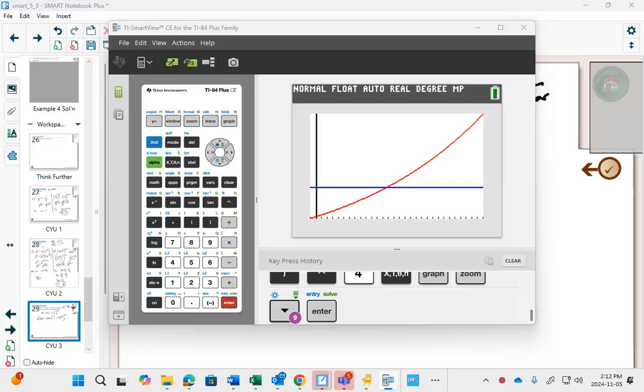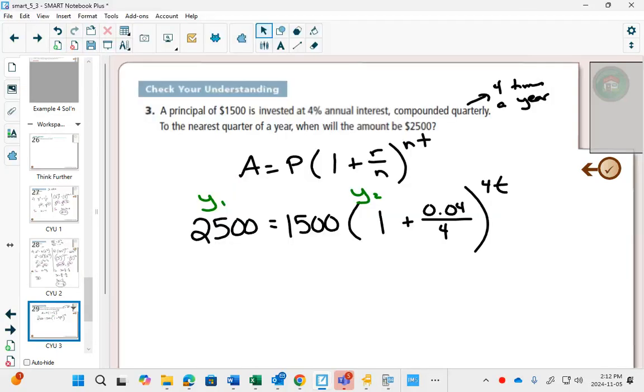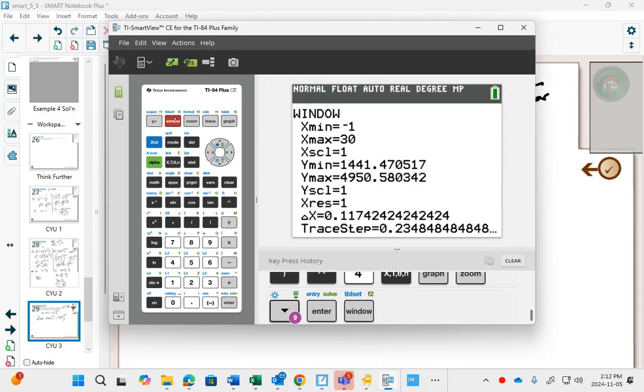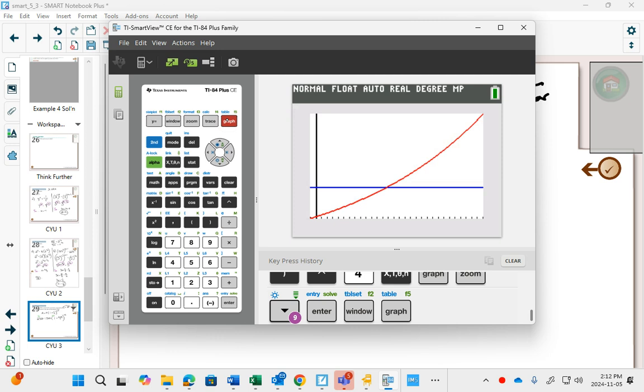But other times, you can analyze certain things. Like Y1 is 2,500. That is a straight horizontal line at 2,500. Does it make sense that on your window, if I hit my window button here, I for sure want my numbers to be in between, so $2,500 is in between there? Otherwise, I won't be able to see that line. My X-min goes from -1 to 30. That worked out nicely. Sometimes you have to adjust your window afterwards.